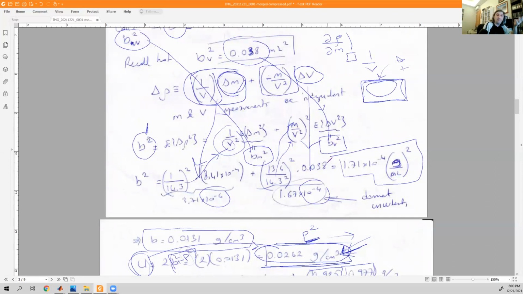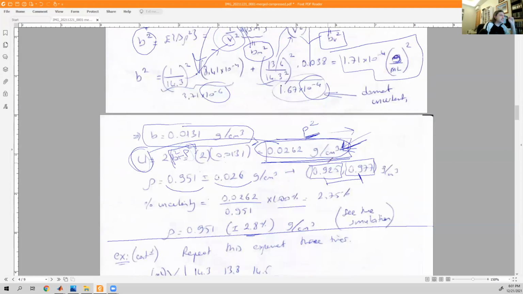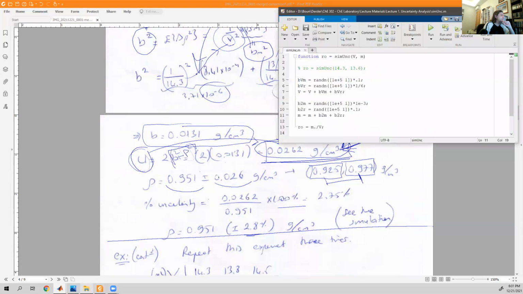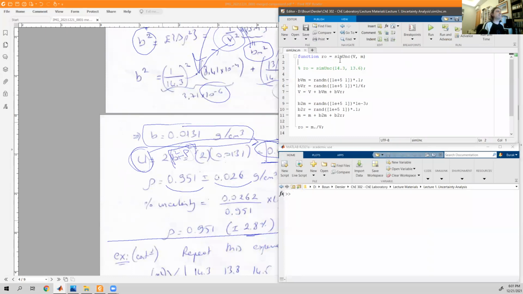For instance, using Python, there are some very nice packages used for uncertainty analysis. Or you may write your own code. The idea is very simple. For instance, for this case, I wrote this code, and let's see what it does. I called it sim uncertainty kind of thing, and it takes 2 values, volume and mass. So what is the volume that I have measured, and what's the mass that I have measured?